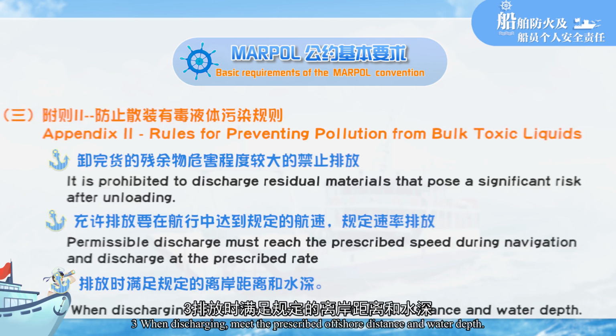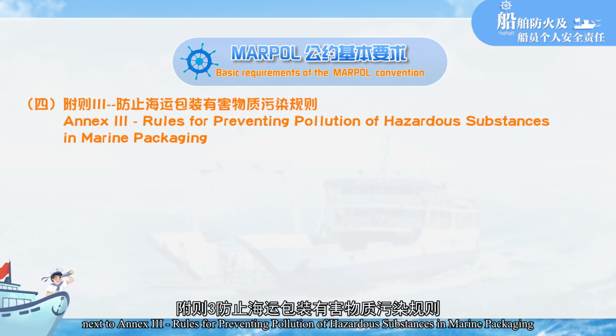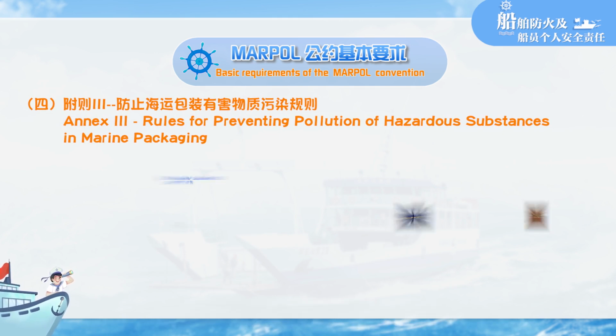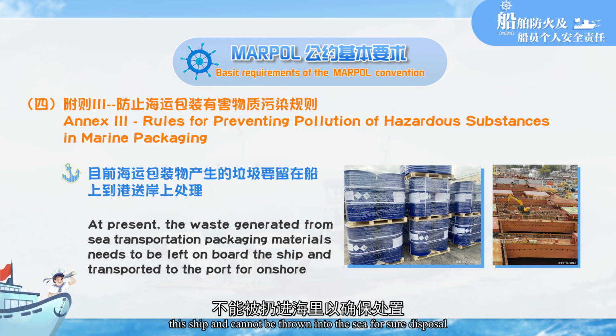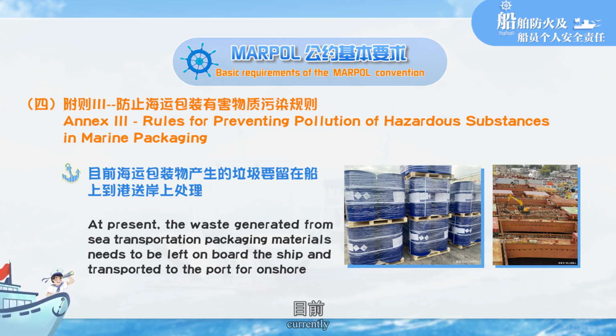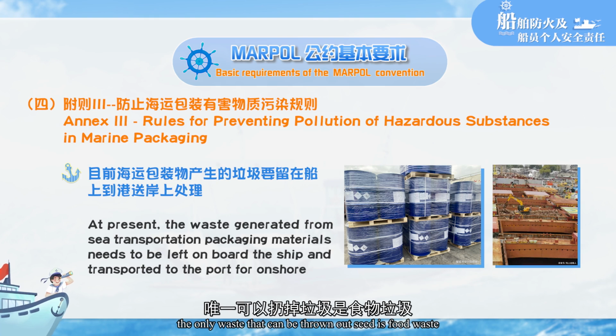Okay, next is Annex 3, rules for preventing pollution from hazardous substances in shipping packaging. We remember that the waste generated from shipping packaging materials must be left on board the ship and cannot be thrown into the sea, but sent for shore disposal. Currently, the only waste that can be thrown at sea is food waste.